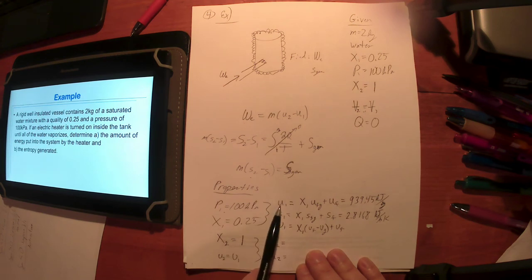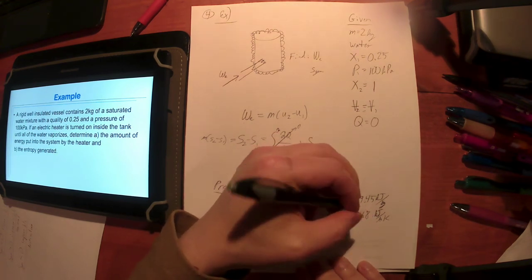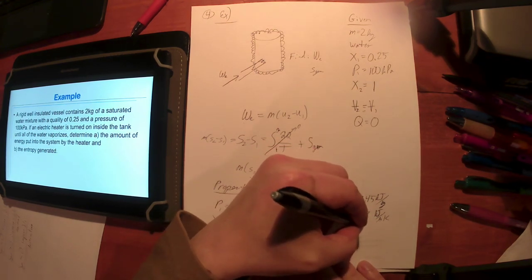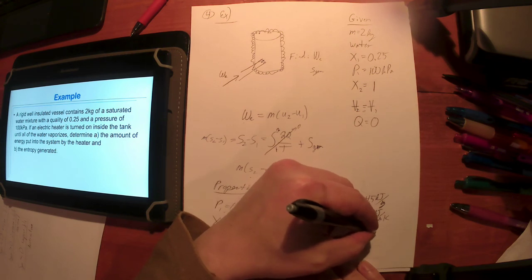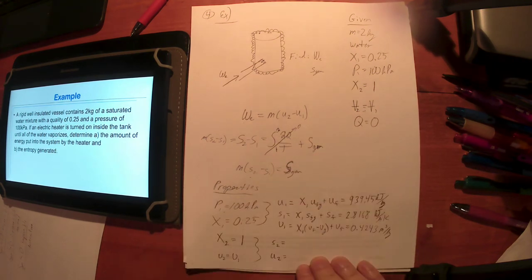So U is energy per mass, S is going to be energy per mass per temperature. And I'm getting a V1 here of 0.4243 meters cubed per kilogram. Again, you see this is just an intermediate step. If you can't do this, you can't get to a solution. That means you will most likely fail this problem. Make sure you can do this step on your own.